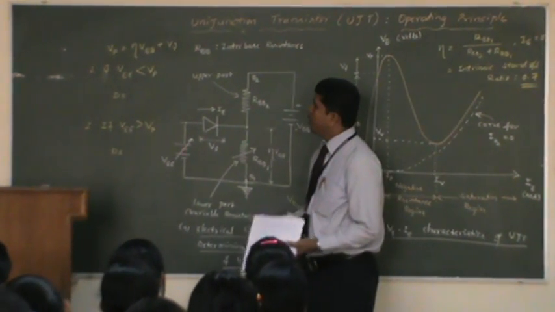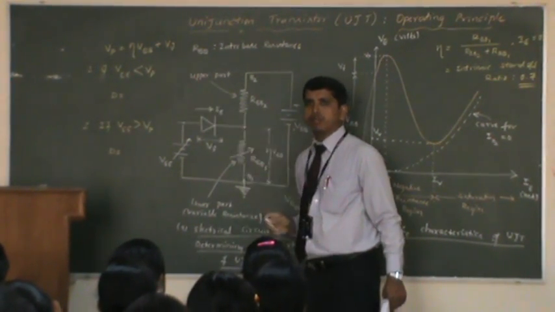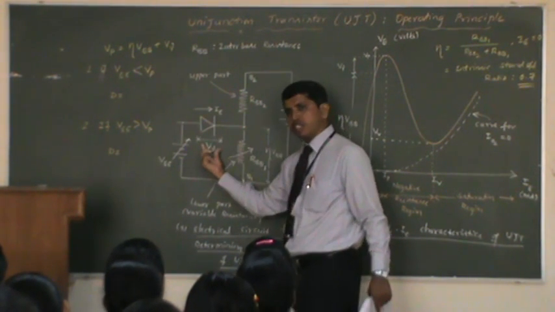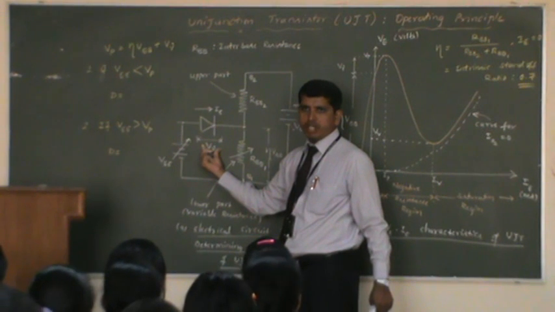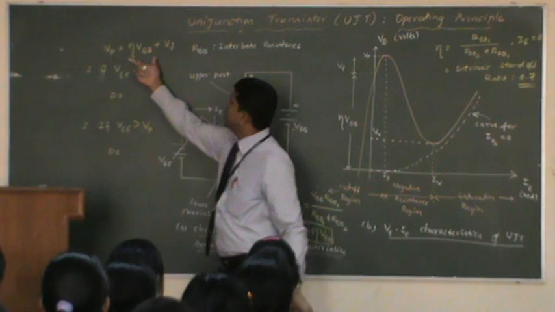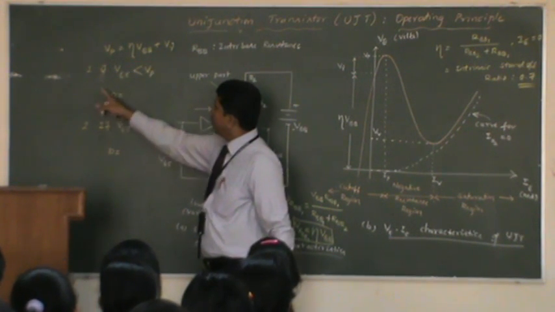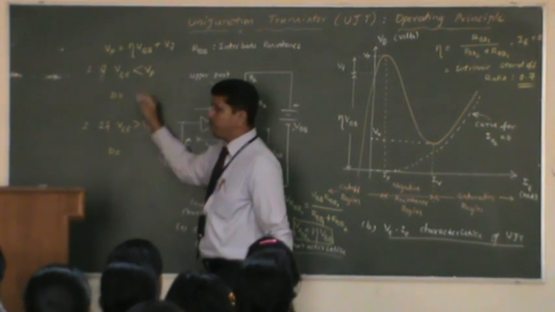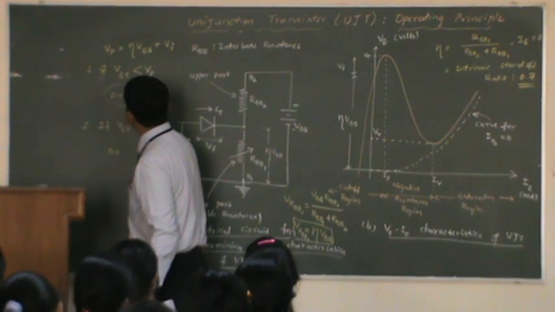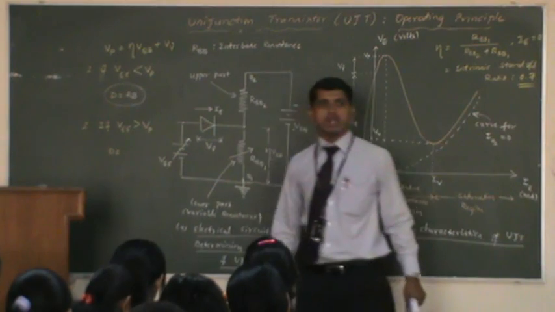First case: if the emitter power supply is less than Vp, that means the voltage at this point is lesser than the sum of the drops. You must consider this drop also. Don't ignore the voltage drop across the diode. So this drop plus this drop is eta VBB plus V gamma. Now if the emitter power supply is less than Vp, obviously the diode is reverse biased. The diode is not conducting.